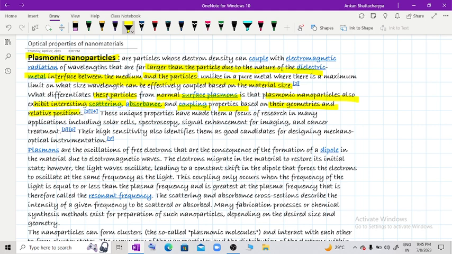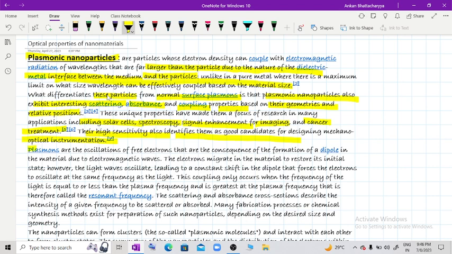These unique properties have made them a focus of research in many applications, including solar cells, spectroscopy, signal enhancement for imaging, and cancer treatment. Their high sensitivity also makes them good candidates for designing mechano-optical instrumentation. These are some wide applications of plasmonic nanoparticles. That is why nanomaterial science is important nowadays.